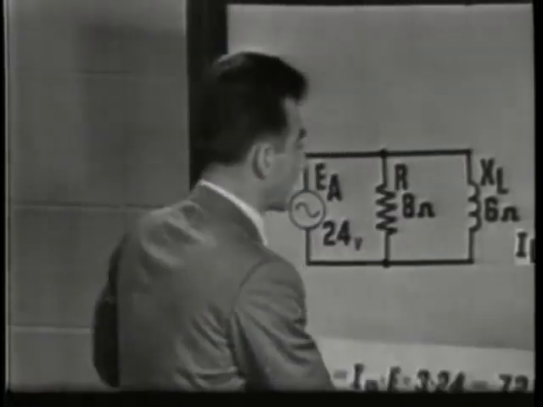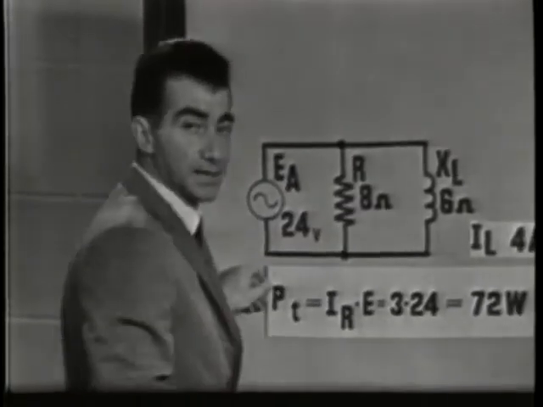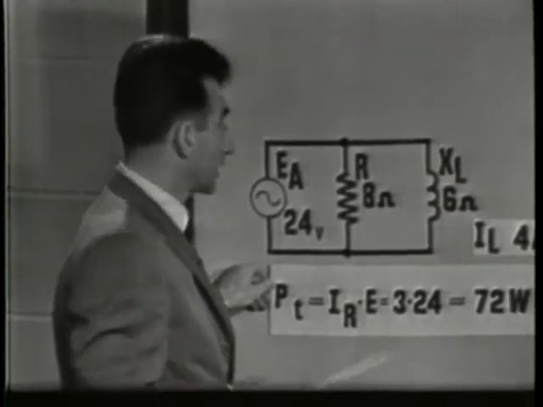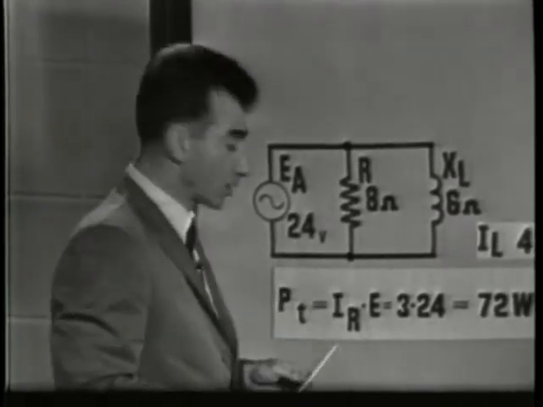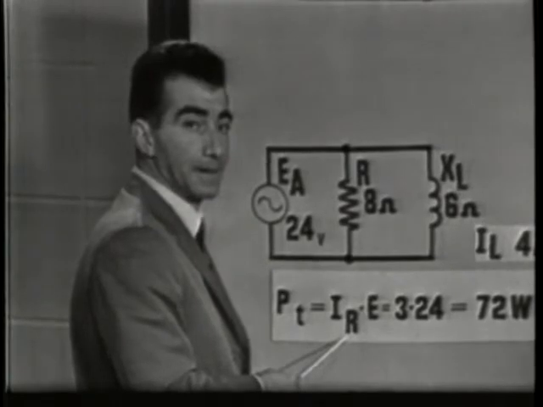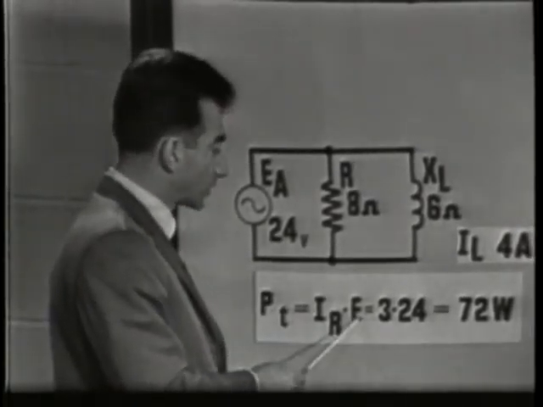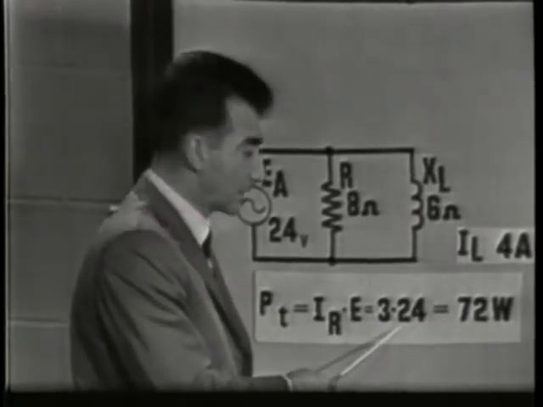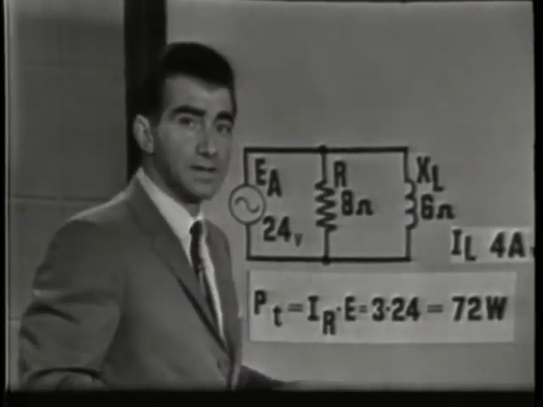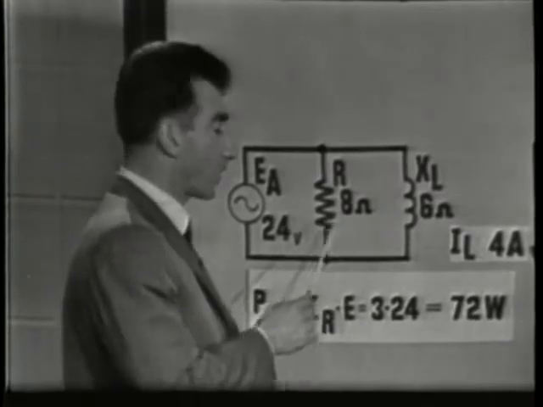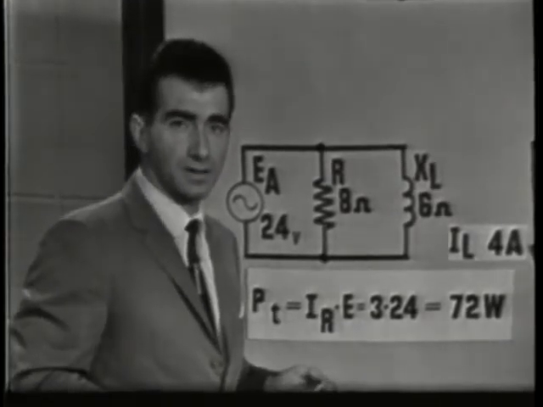We would simply apply the formula, P equals I times E. Since we're dealing with the power dissipated by the resistor, we would use IR. So the true power is equal to IR times the applied voltage, or 3 times 24, which is equal to 72 watts. 72 watts is the true power being dissipated by the resistor in this circuit.